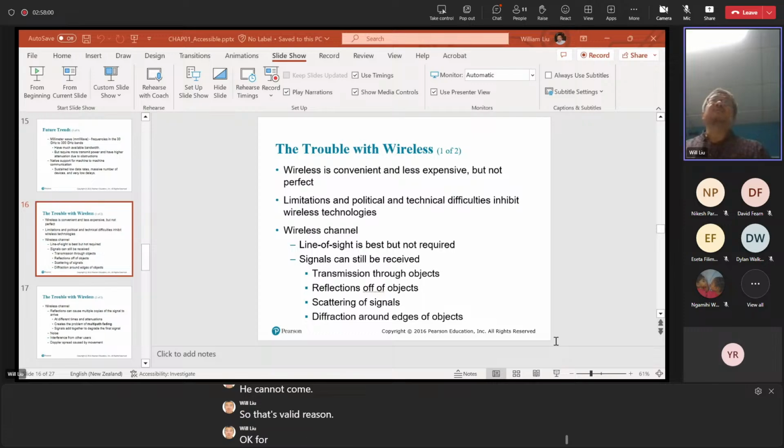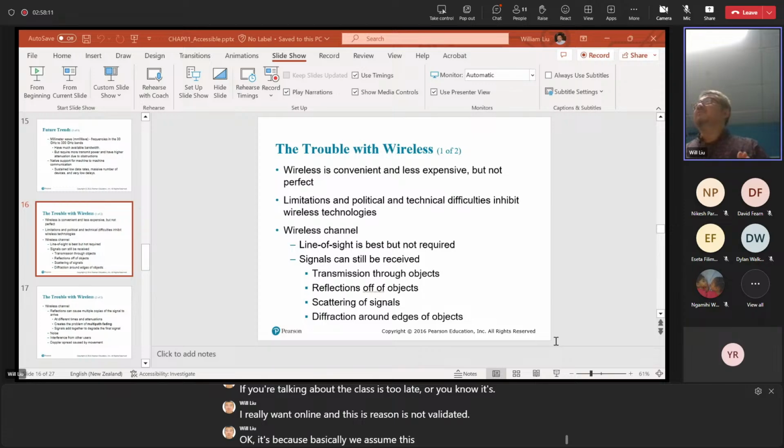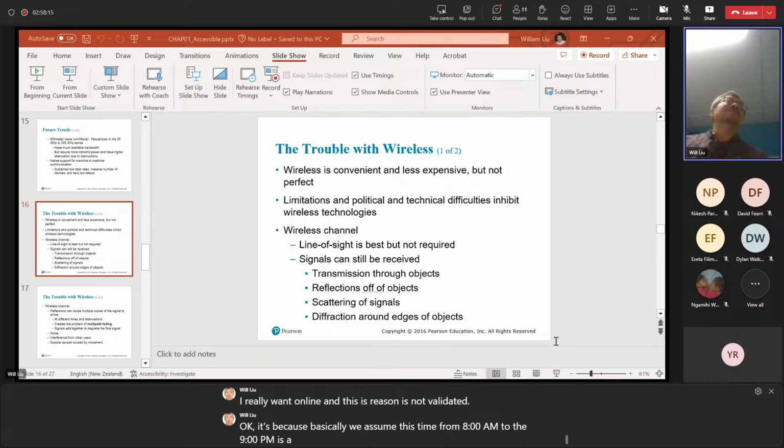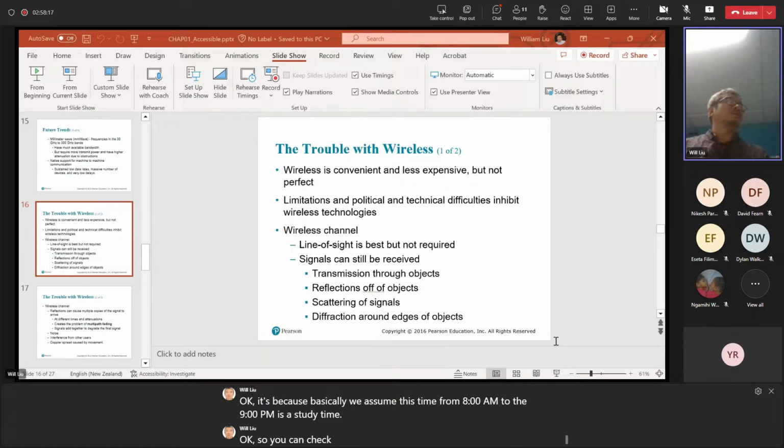For others, if you're saying the class is too late, or you really want online, this reason is not valid. Basically we assume the time from 8 a.m. to 9 p.m. is study time. You can check; it should be in the regulations from when you decided to enroll here.